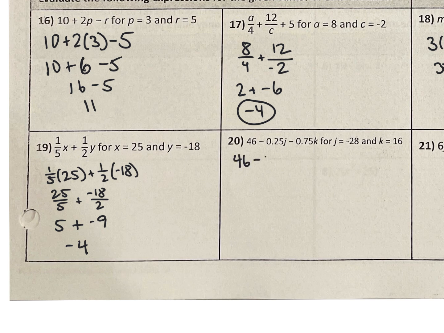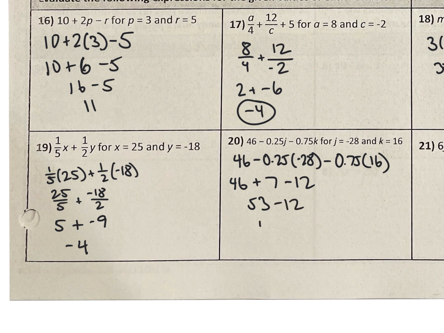46 minus 0.25 times negative 28 minus 0.75 times 16. And so really that's 1/4 and 3/4. We can use a calculator. So this becomes plus 7. And the reason for that is we have a minus sign and a negative, so it's kind of like a negative times a negative, so it's going to give you a positive. But then this will stay minus 12 because it's a minus or a negative times a positive. And now I'm just going to work across. 46 plus 7 is 53, minus 12, and the answer is 41.